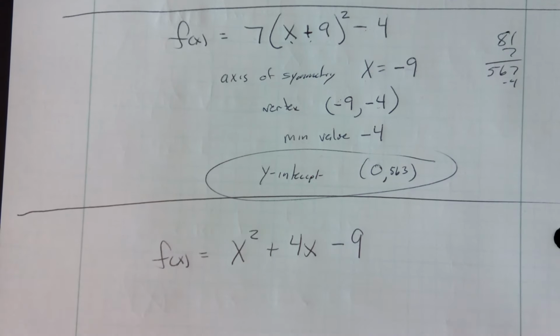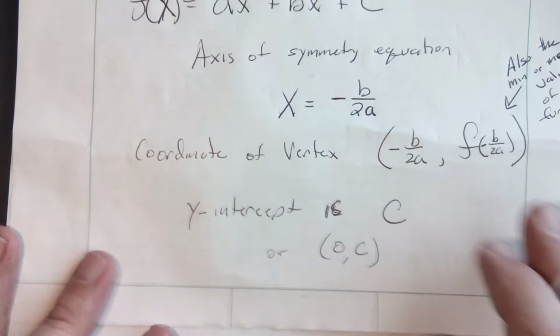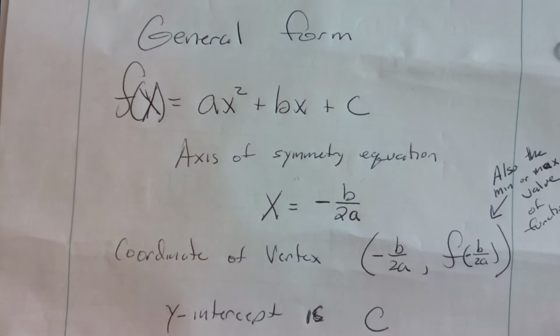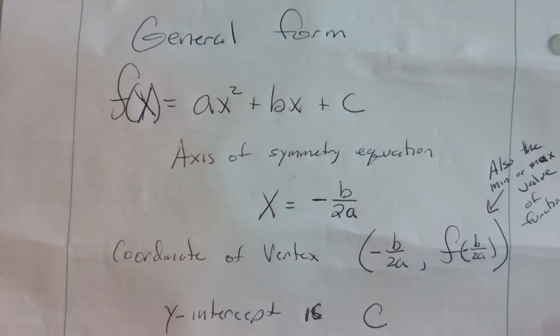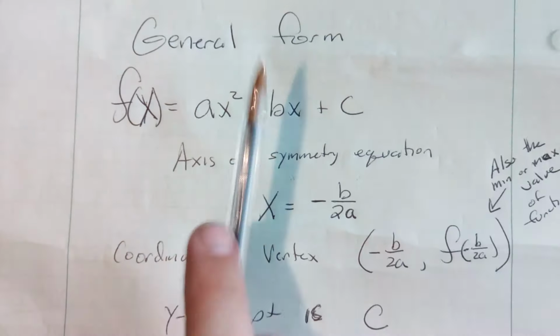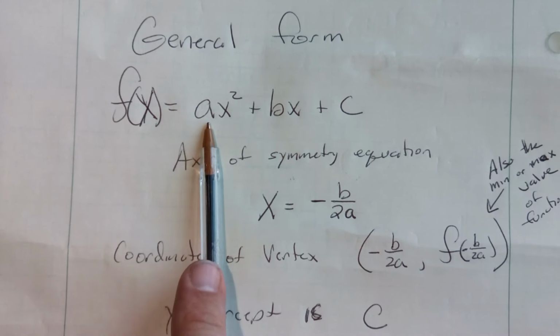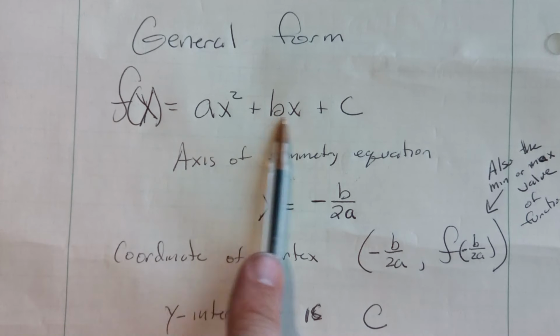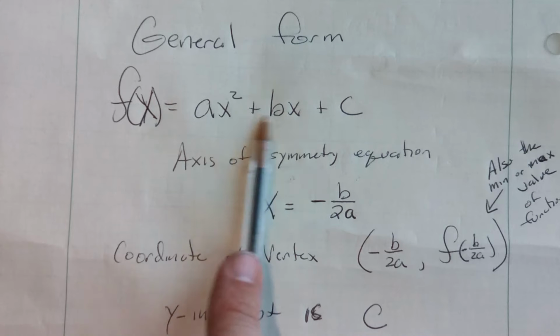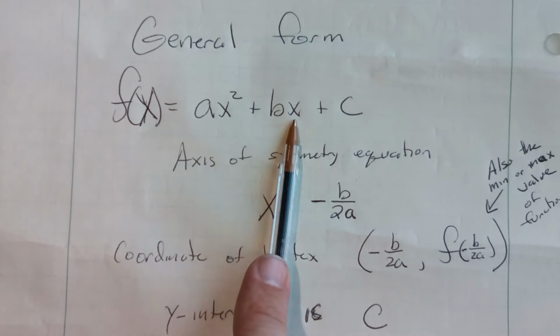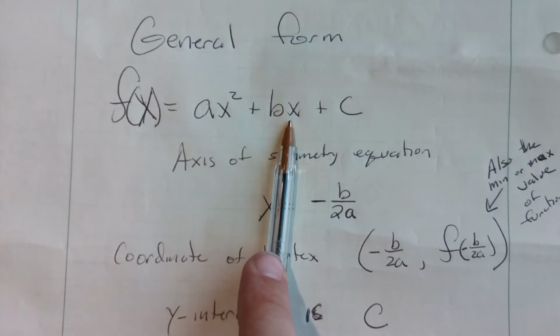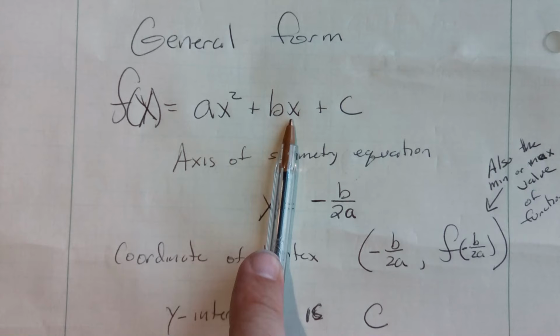Now, they might not give it to you in vertex or transformational form. They might give it to you in general form. General form is f of x equals ax squared plus bx plus c. There's no parentheses. And you can't find the vertex or the axis of symmetry that easily when it's given to you in this form. But it's still possible. And I'm going to show you the formula that you use.